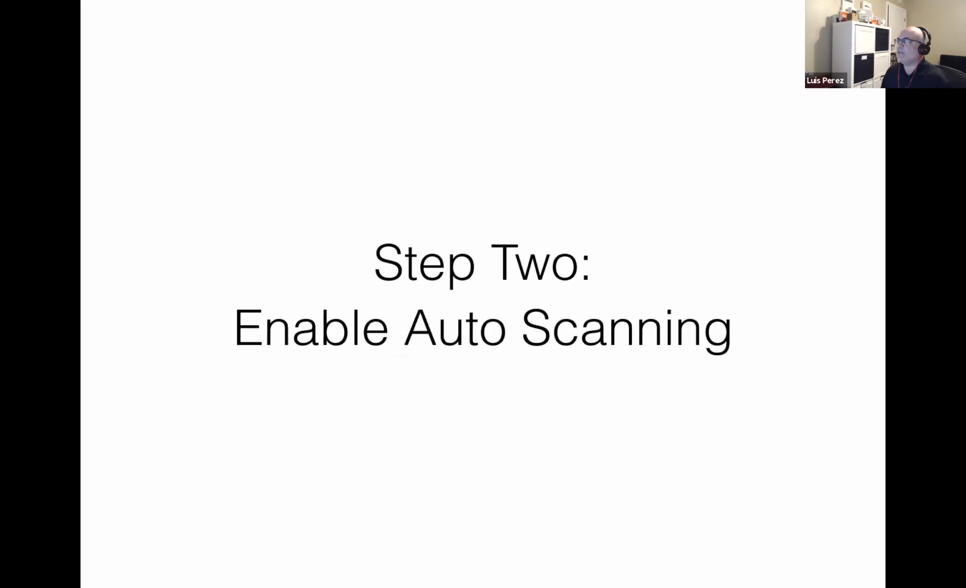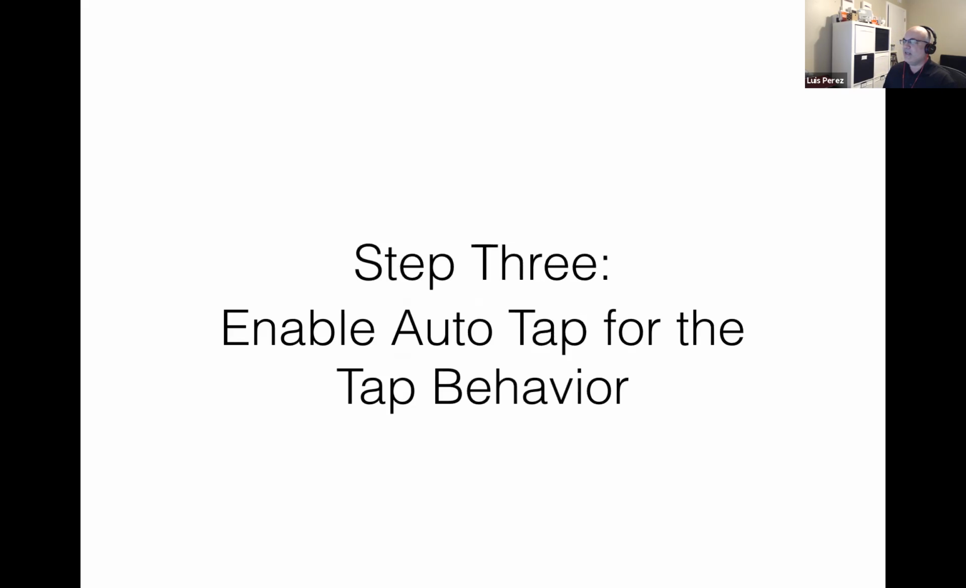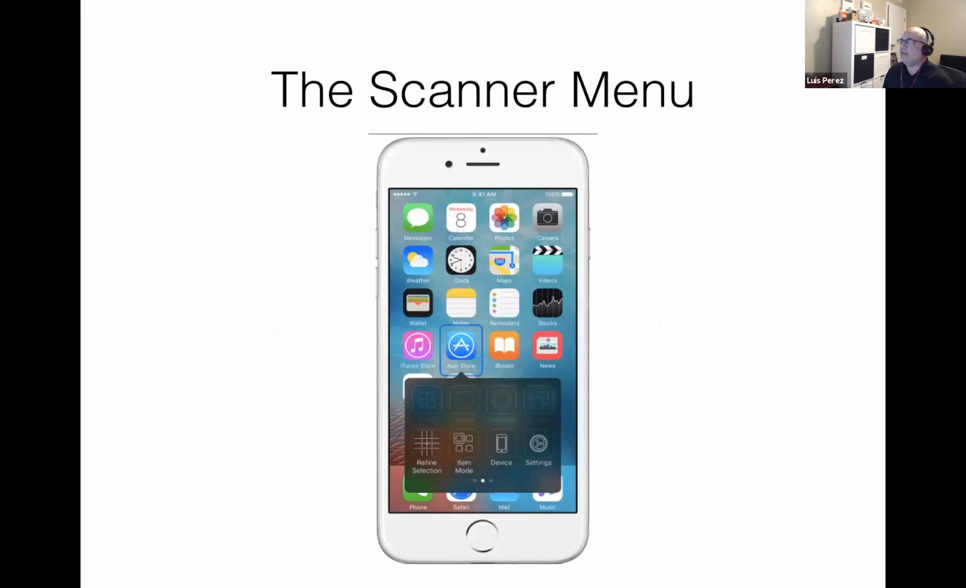Then you'll enable auto scanning. So with auto scanning, there will be a cursor that will move around on the screen. And then when that cursor gets to the option you want to select, that's when you'll press the switch. And then this is just a preference of mine. I always enable auto tap. I highly recommend you do that for the tap behavior. Make sure that auto tap is the option you have selected. And the reason for that is the default action for switch control is to bring up what's called the scanner menu.